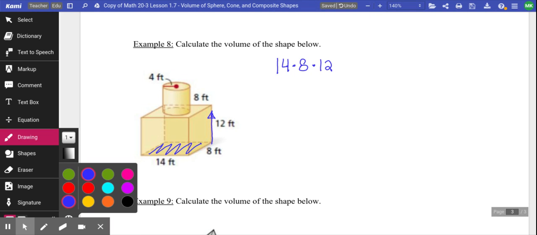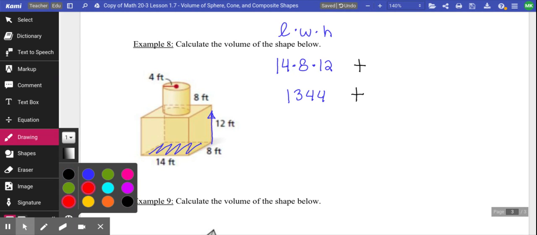If you weren't remembering how to do that, and you're like, oh, that seems really confusing, Mr. Kennedy, then look at your formula sheet. Your formula sheet says length times width times height, and that would give you the volume of your cube. When you punch 14 times 8 times 12 in your calculator, you get 1344.